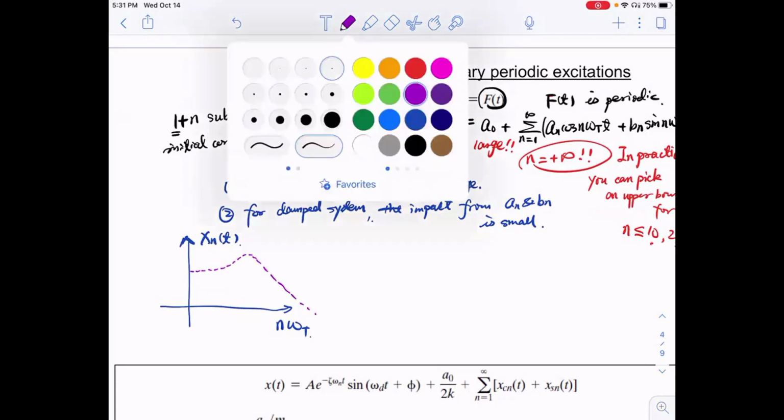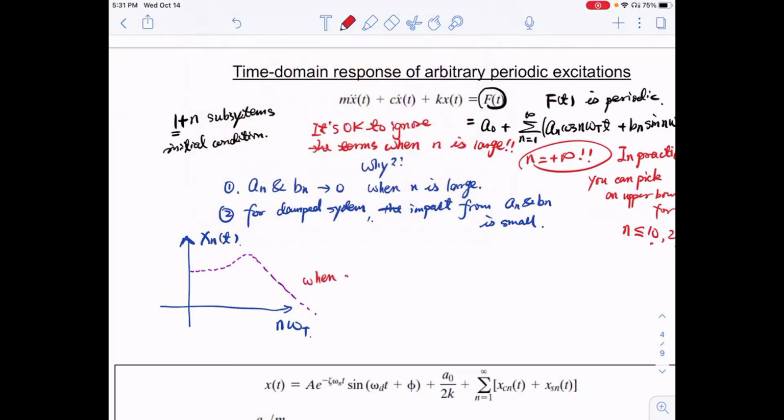So when n is really large, we're operating along these lines. If you look at the Bode plot, the magnitude is almost negligible. So that's also very true in practice. That means most of the systems are resilient to high frequency.